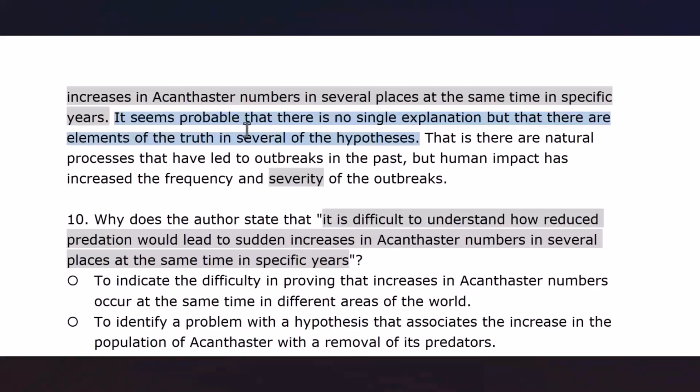Sentence 4. It seems probable that there is no single explanation, but that there are elements of the truth in several of the hypotheses. It, in this sentence, is not a pronoun referring to something in the preceding. It actually is a placeholder for the subject. And what is the subject? Actually, what comes after that, this clause, is the implicit subject, and it holds a place for this implicit subject, and actually is used to add emphasis to what seems probable.